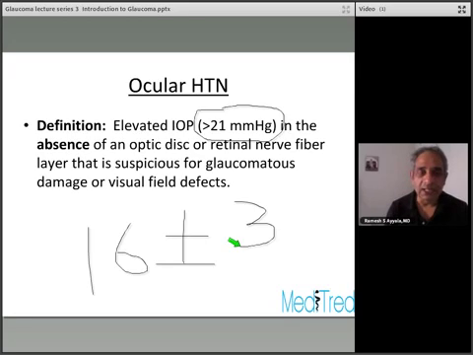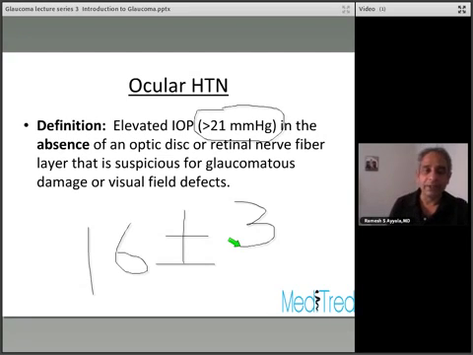This is a distinct entity in itself, separated from glaucoma, which, as we defined in the first lecture, at the present time is defined as an optic neuropathy. Granted, it's an optic neuropathy, but one of the main factors that lead to this optic neuropathy is ocular hypertension.